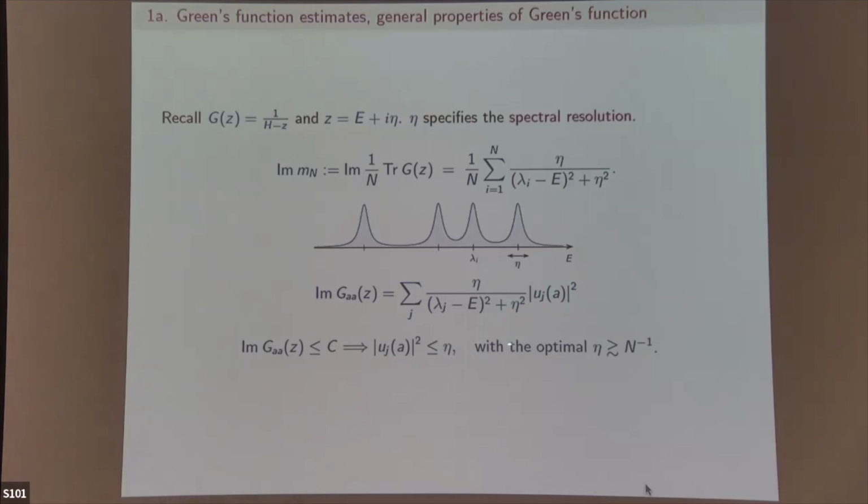The other concept is what's the optimal eta. The optimal eta is about the size 1 over N because the eigenvalue distance is 1 over N. You have N eigenvalues typically between minus 2 and 2, and so the distance is 1 over N. If eta goes below 1 over N, you will start to see this structure, and then it's very difficult to have a self-consistent equation. So typically you need eta to be bigger than the eigenvalue spacing, so that things become a bit more smooth. All right, and so this is the Green function.